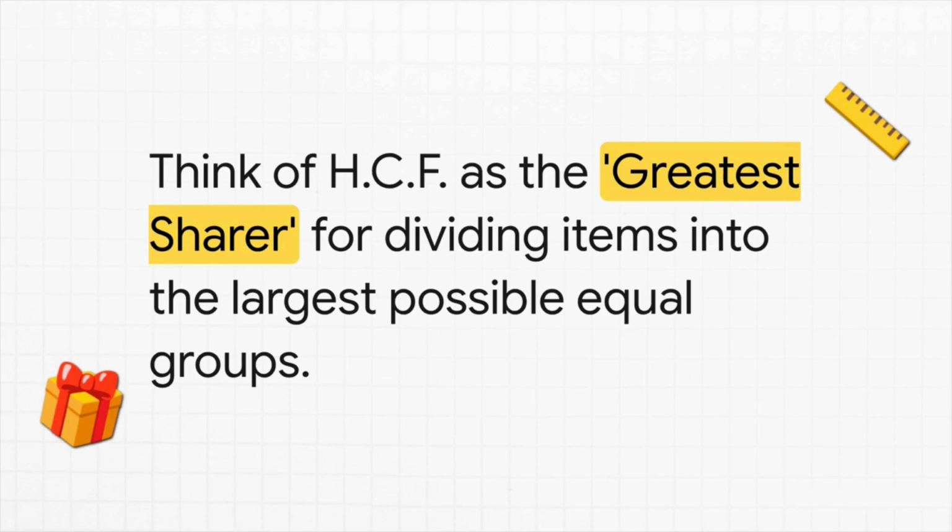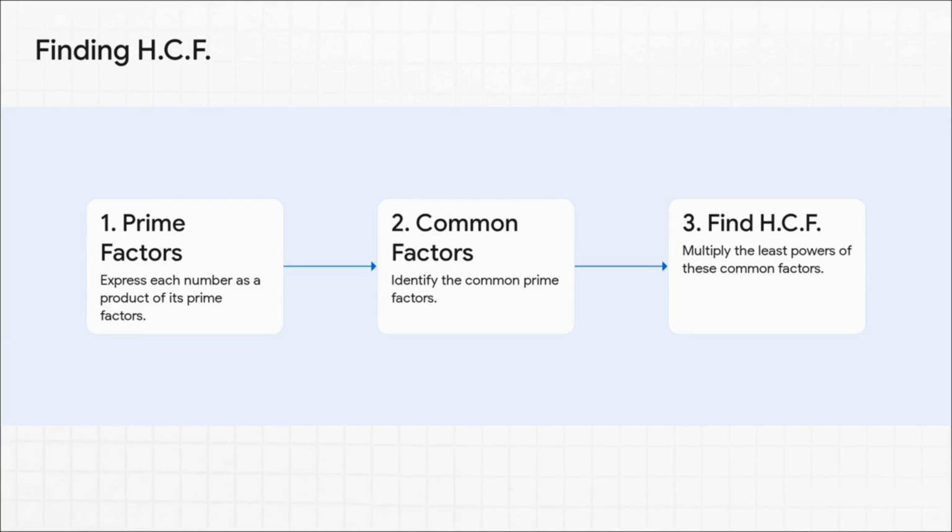Anytime you see a problem that's asking you to split different things into the biggest possible identical groups, a little bell should go off in your head that says HCF. So how do we actually find this greatest sharer? Well, a really powerful way is to just smash each number down into its prime factors, like its most basic parts. Then you just look at what prime factors they all have in common, multiply those together, and boom, that's your HCF.